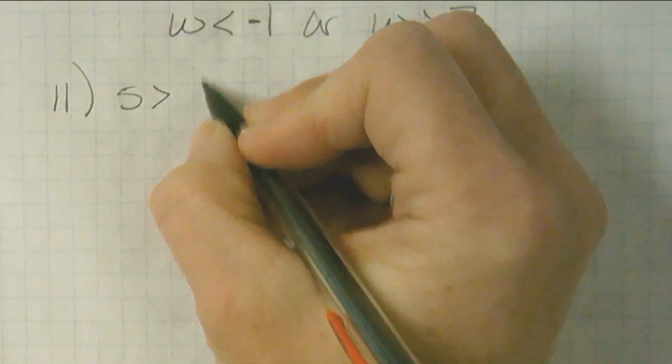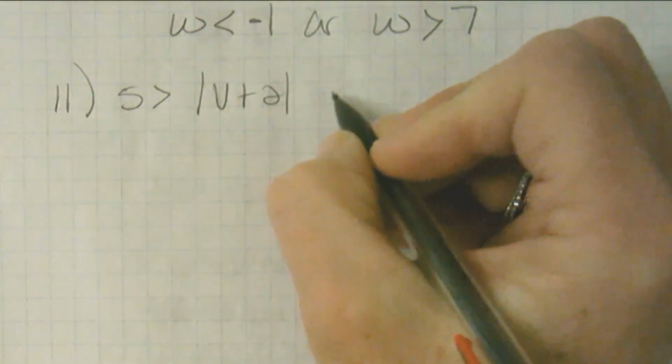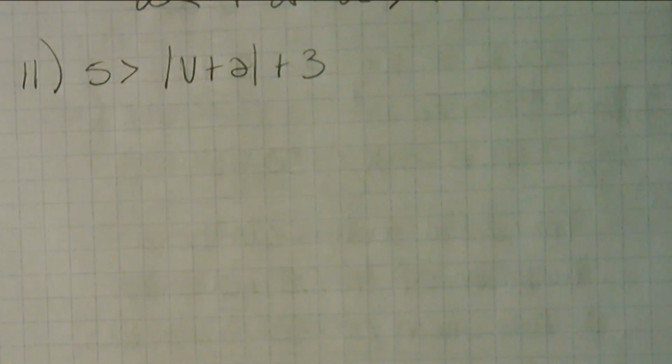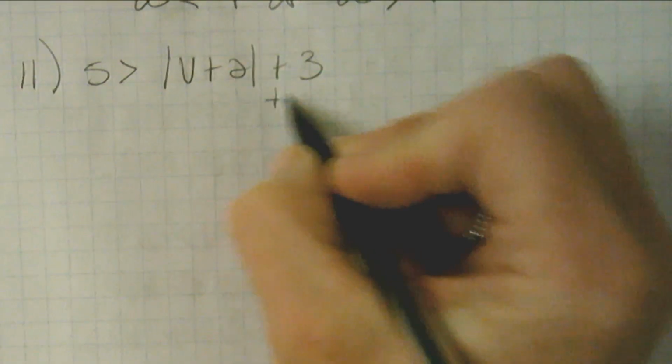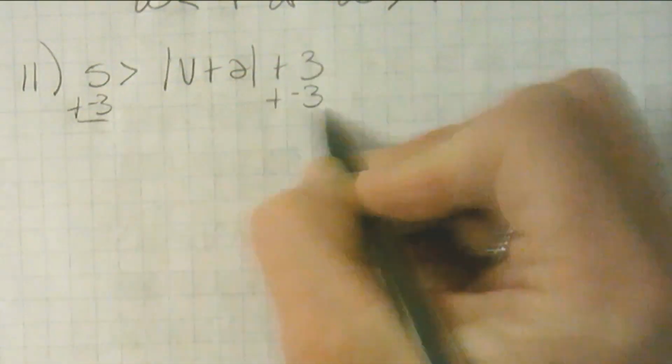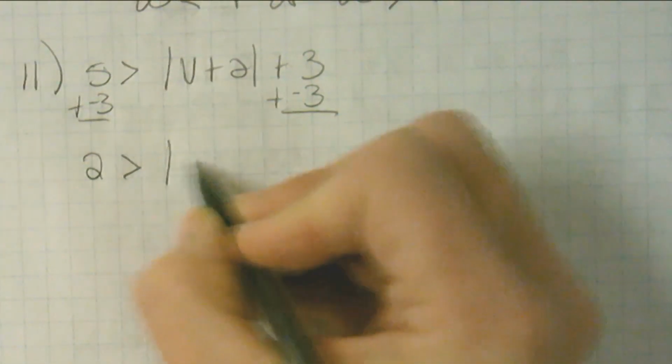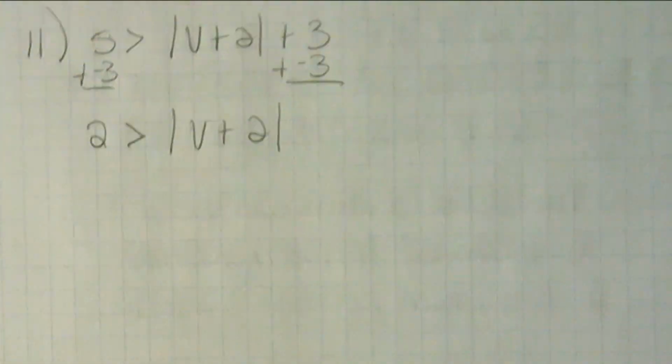All right. So I have 5 is greater than the absolute value of V plus 2, and then outside that plus 3. Okay, I need the absolute value alone, and I need the absolute value on the left side. So I'm going to get the absolute value alone first, and then I'm going to rearrange this. Remember, I can't split anything until the absolute value is completely alone. So I'm going to add a negative 3 to both sides. So 5 plus a negative 3 is 2. So I have 2 is greater than the absolute value of V plus 2.